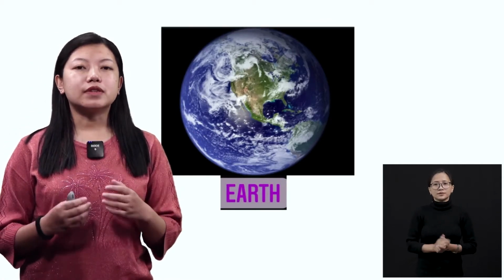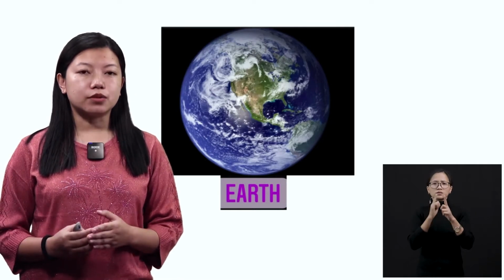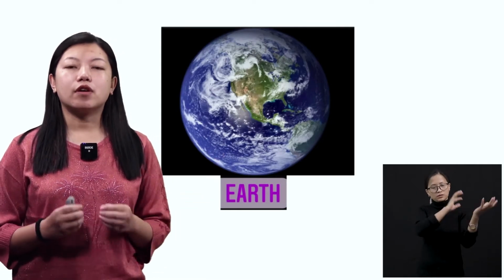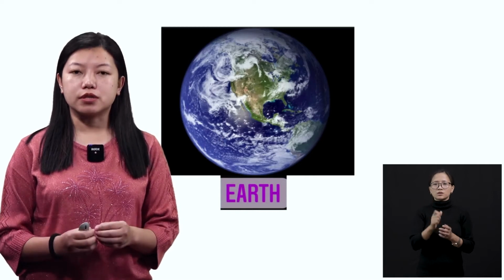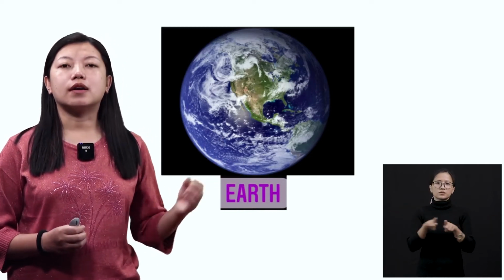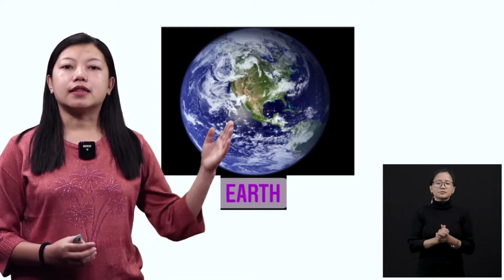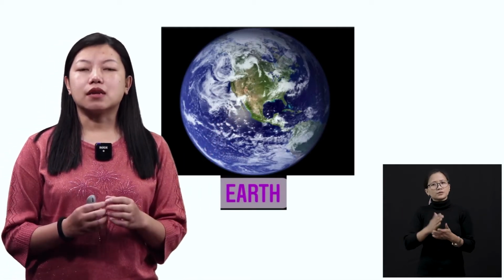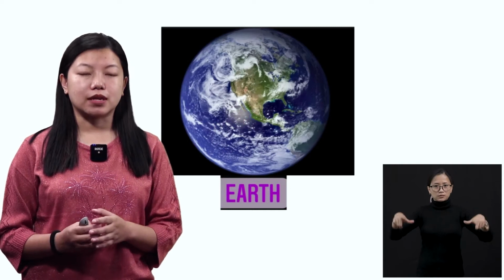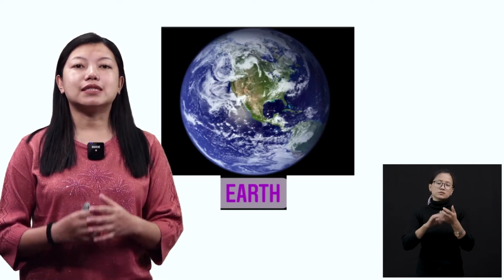In the previous chapter also I explained to you that on earth we have continents and oceans, and the blue part that you see are the oceans, all right? And the green and the brown that you see are the land masses, okay? Those are the continents, okay?